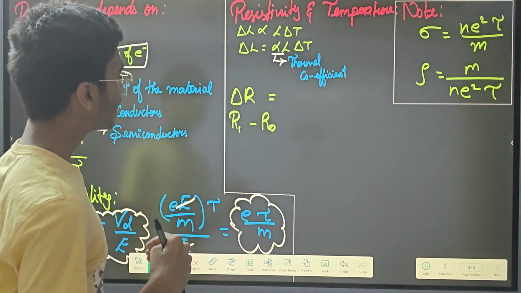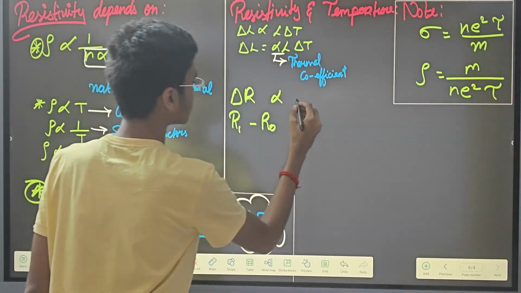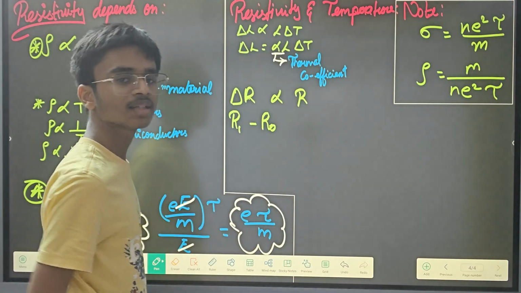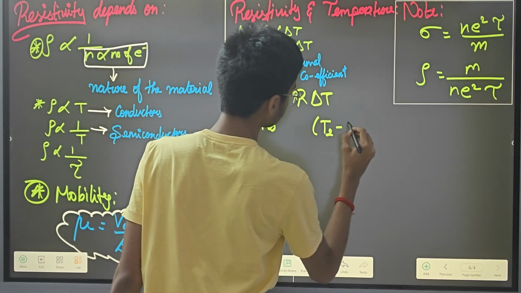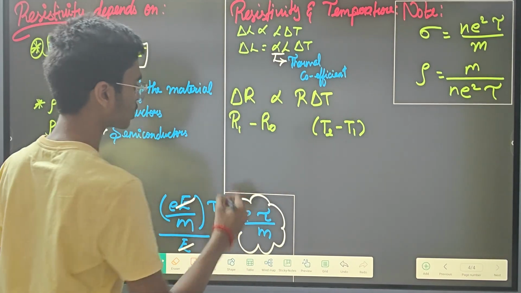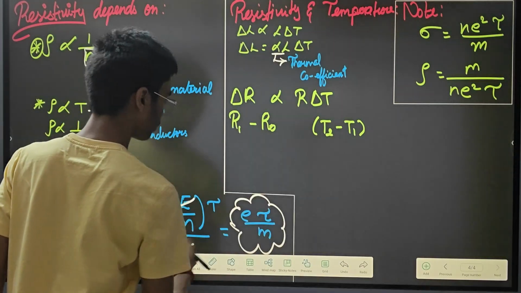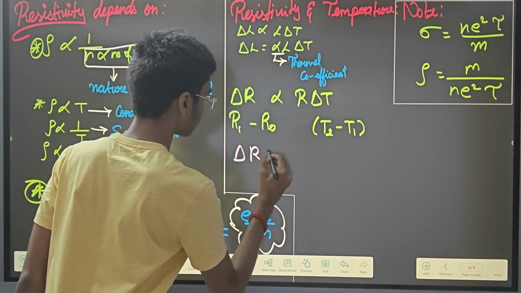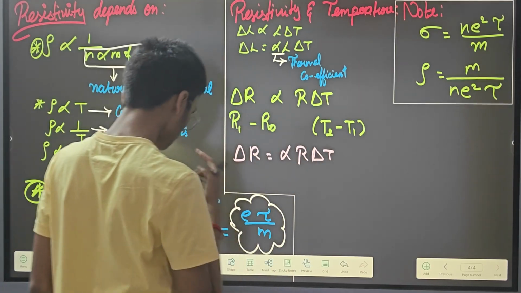So del R is directly proportional to what? First, the normal resistance, and temperature. Here temperature will be T2 minus T1. In order to remove this proportionality, I'm going to use alpha. That alpha and this alpha are both the same. So del R is equal to alpha into R into del T.